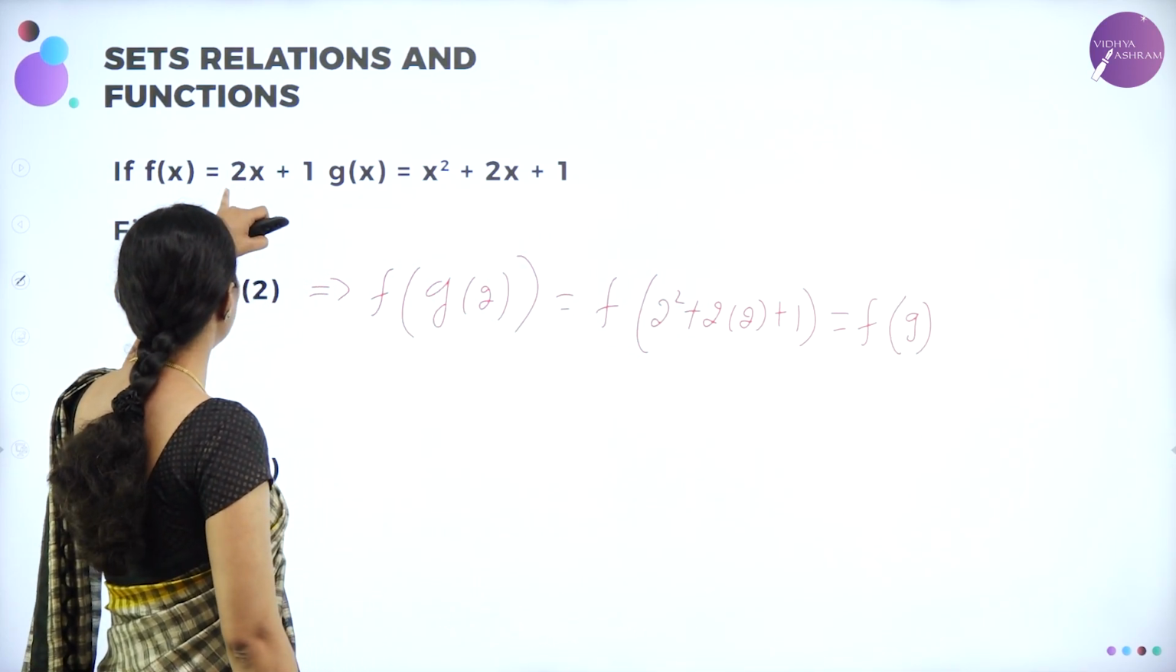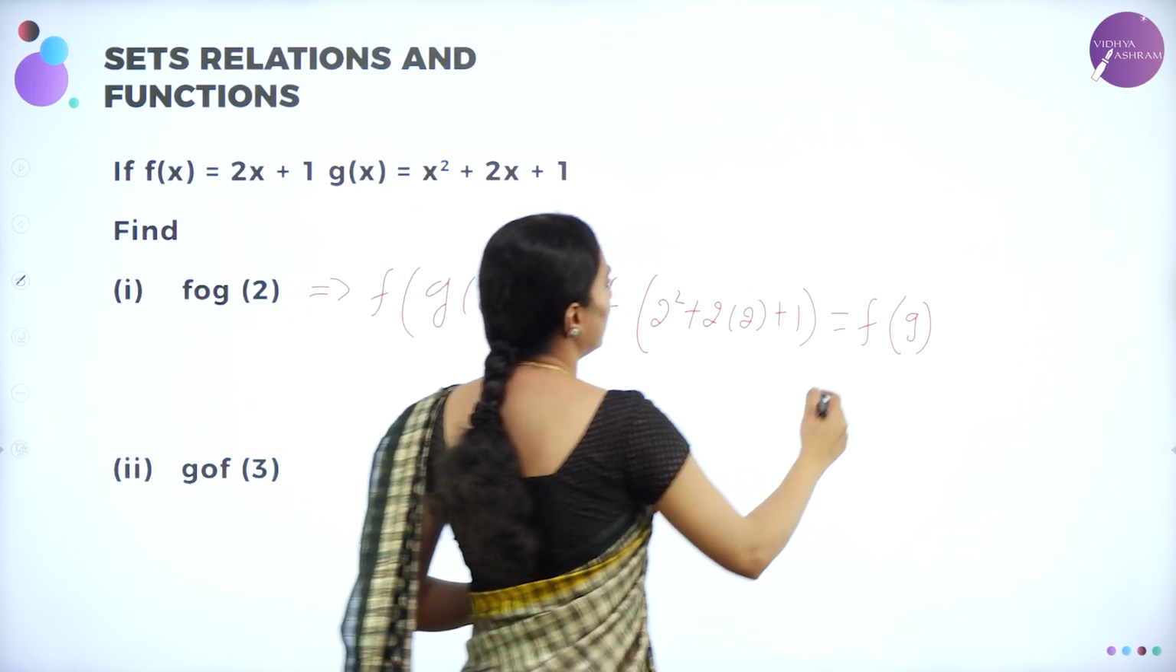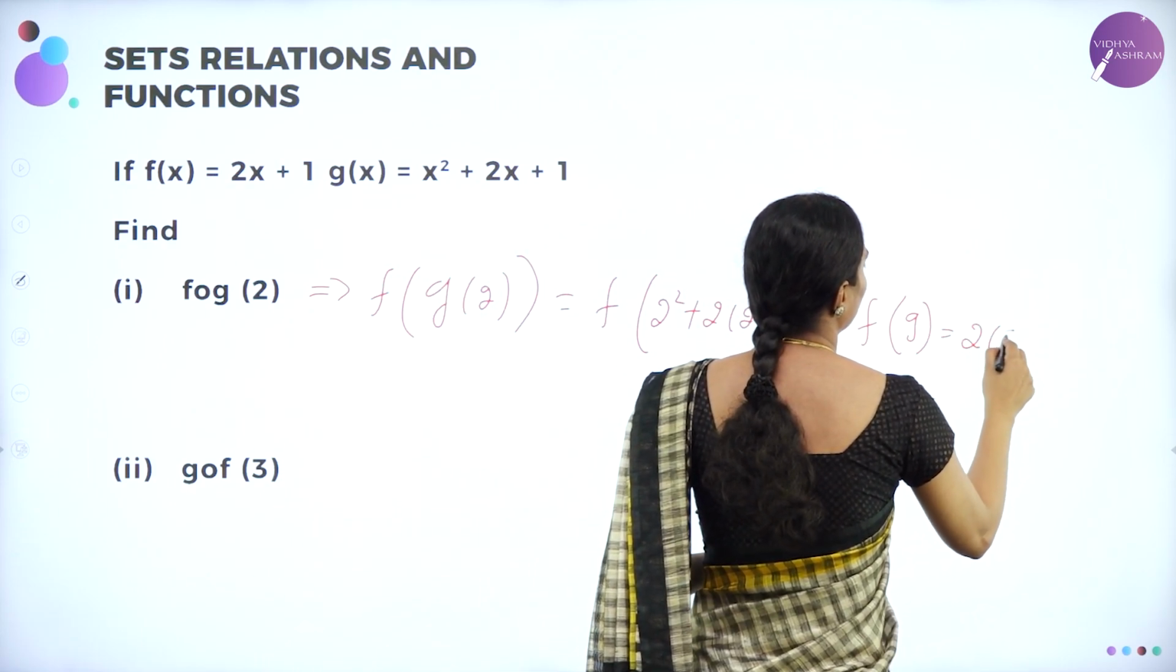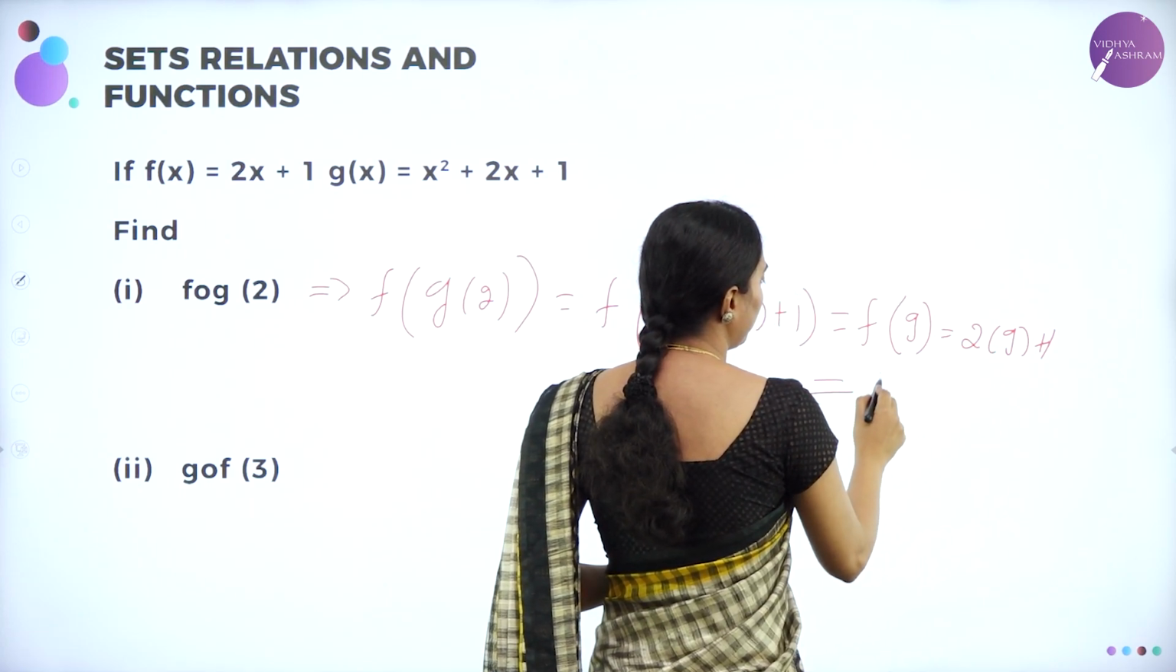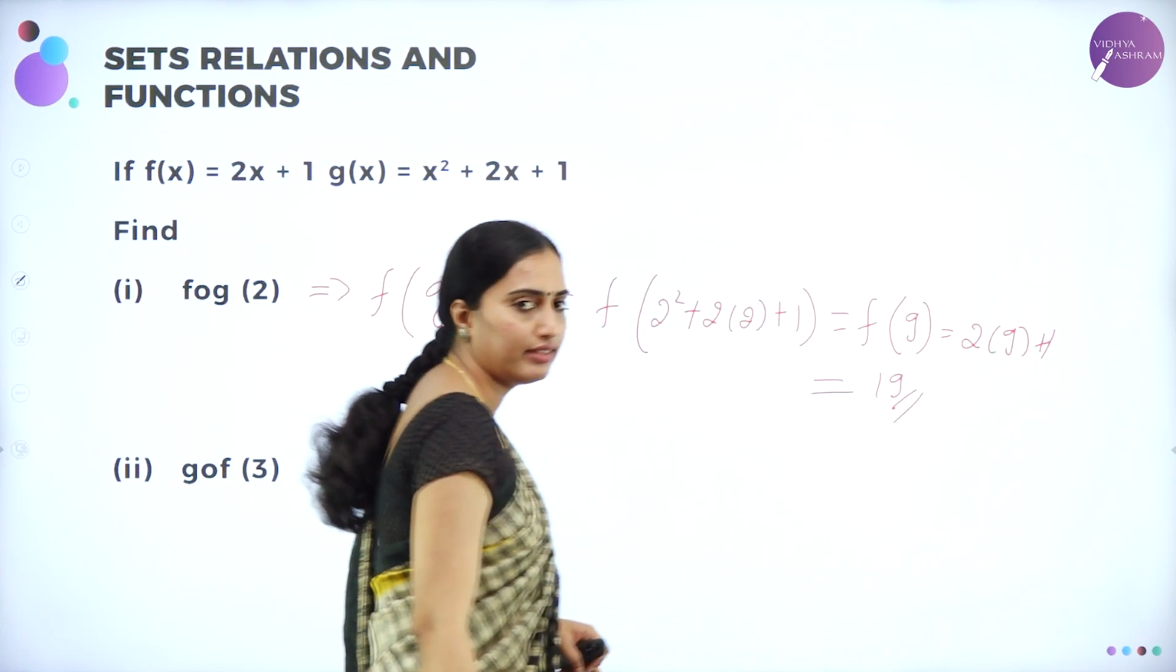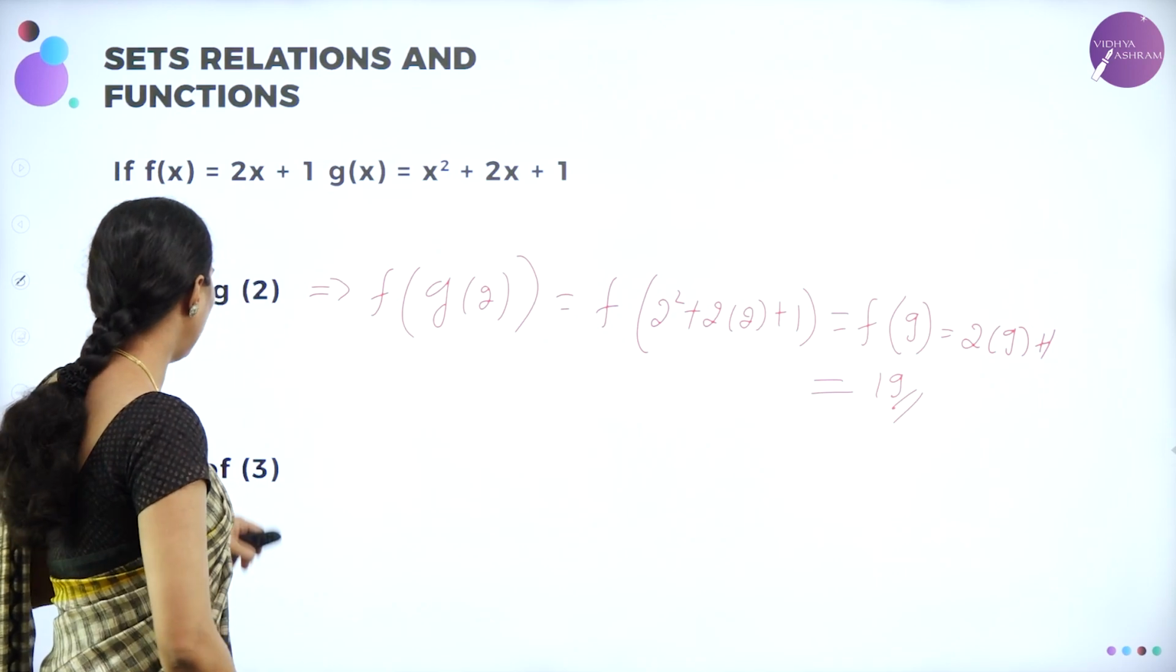Now, it is looking like f of x. Putting x is equal to 9, 2 into 9 plus 1, which will be giving you the answer 18 plus 1, which is nothing but 19. That's it, dears. Yes, let us find out gof 3.